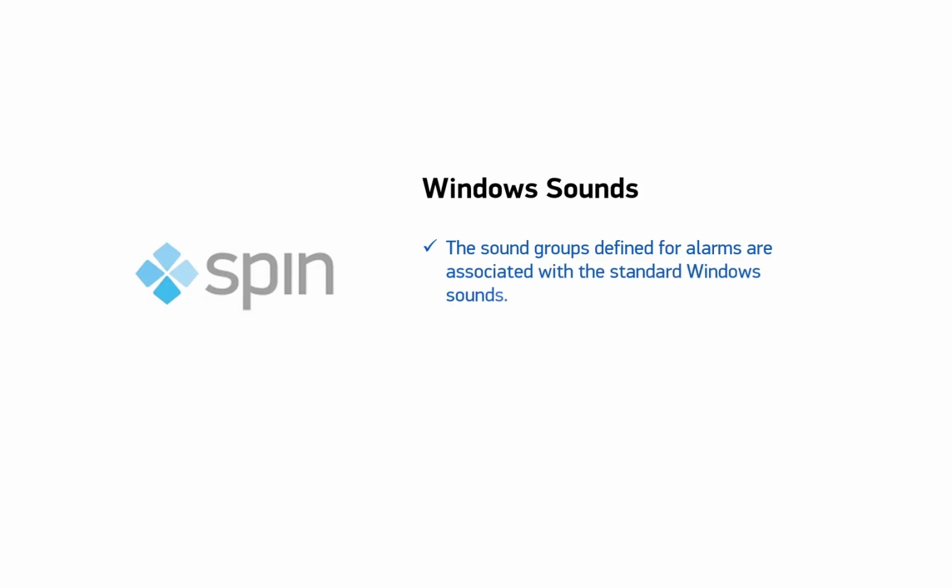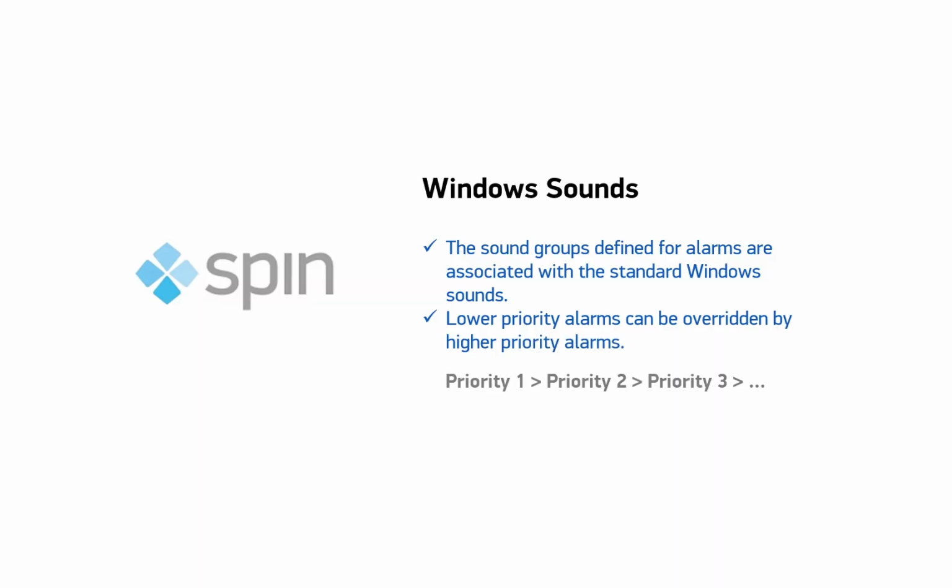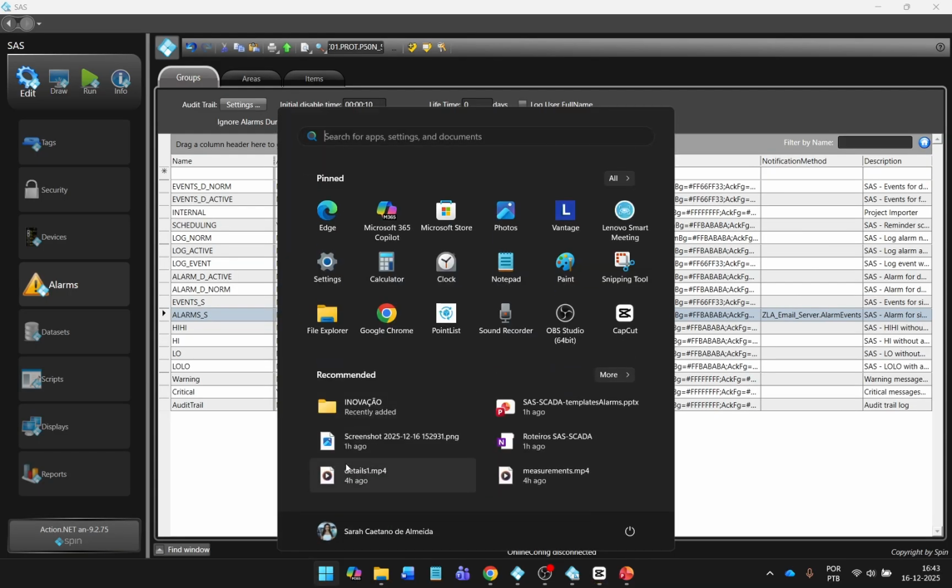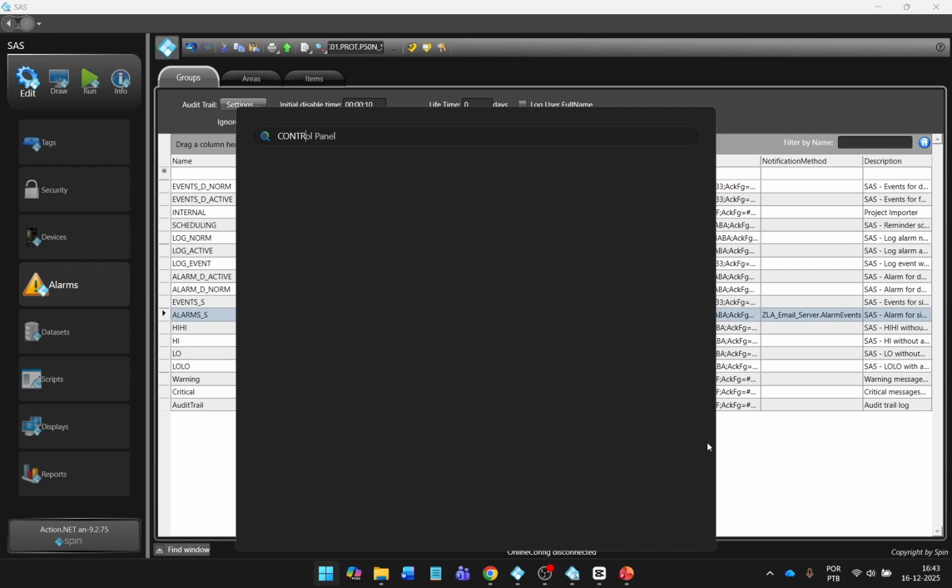The sound groups defined for alarms are associated with standard Windows sounds and can be overridden by higher priority alarms. For example, priority 1 takes precedence over priority 2 and so on. To change the sound on a client station, you must modify the file with WAV audio file format.